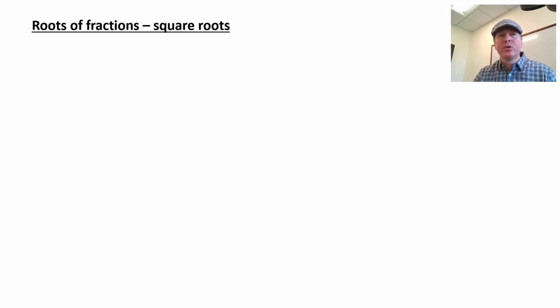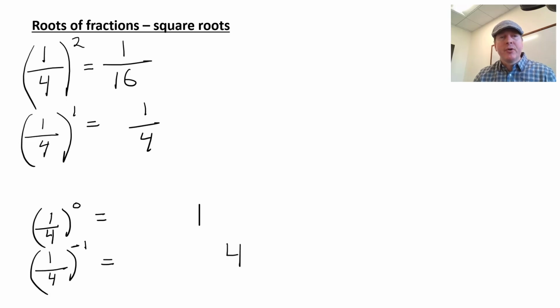Let's talk about the square roots of fractions. Here I've written out a fraction raised to different exponents, and you see that if it's a fraction raised to a positive exponent, the number gets smaller, not bigger. If you reduce the exponent, if you make the exponent a smaller number, the fraction, when raised to an exponent, gets bigger, not smaller. So I wrote 1/4 to the 1 is simply 1/4. And 1/4 to the 0 is 1.